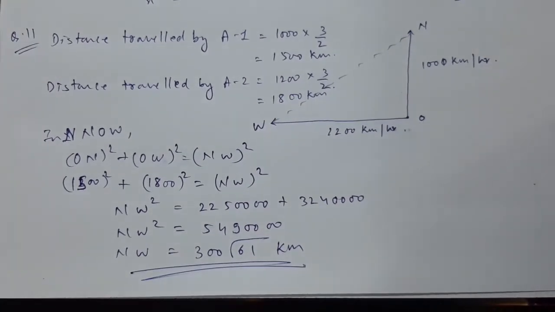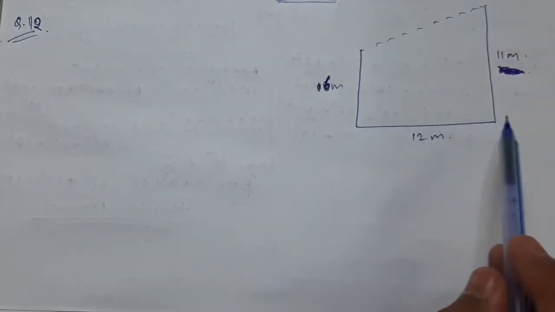Now let us move to question number 12. So students, this is question number 12. In question number 12, two poles of height 6 meter and 11 meter are given, and their bases are separated by 12 meters. We need to find the distance between their tops.